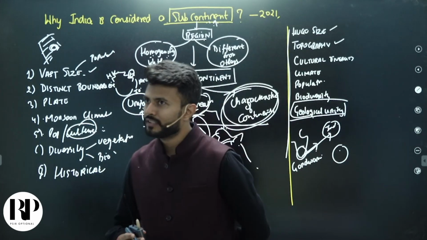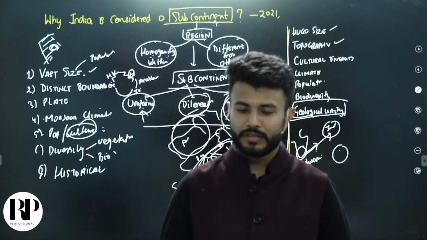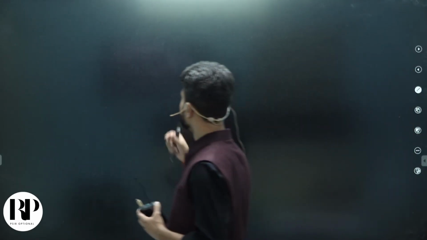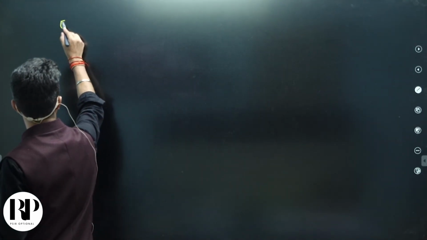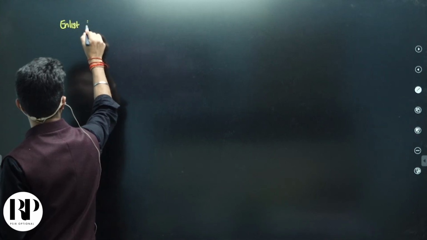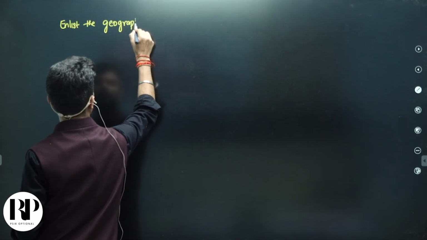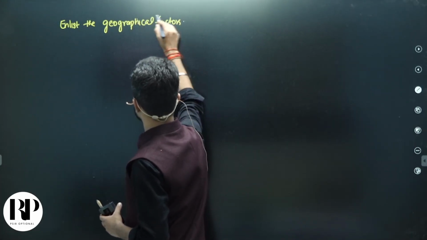So you people have done physical geography. Let's say if I ask you a question, I'll write it. Generally we do these types of things in the QIP classes. Has anyone of you seen the QIP classes yet? No one has seen them yet, right? Okay. So if I ask you a question, enlist the geographical factors. You just have to tell me geographical factors, I don't want any other factors.